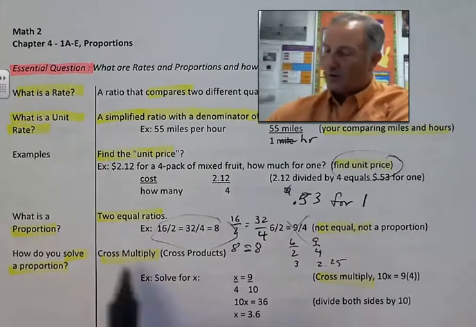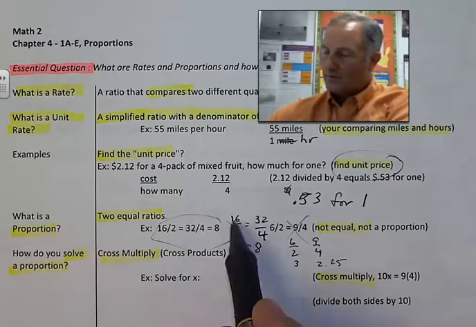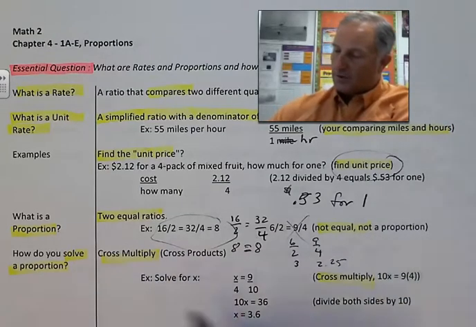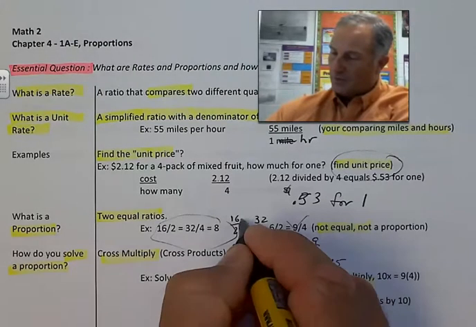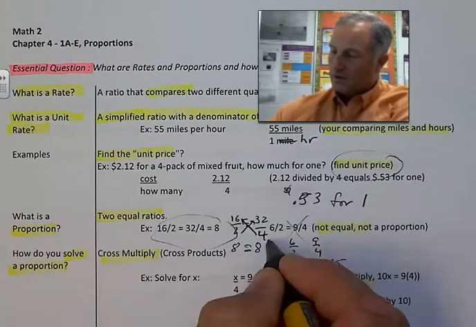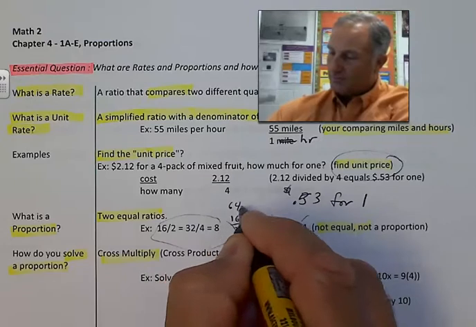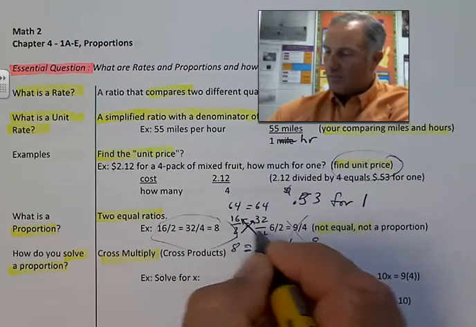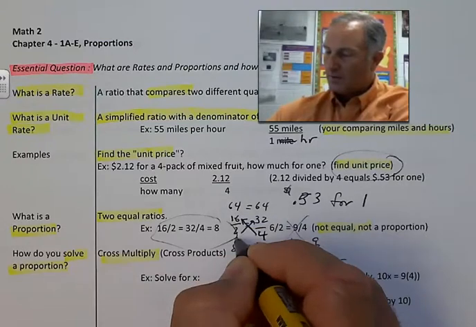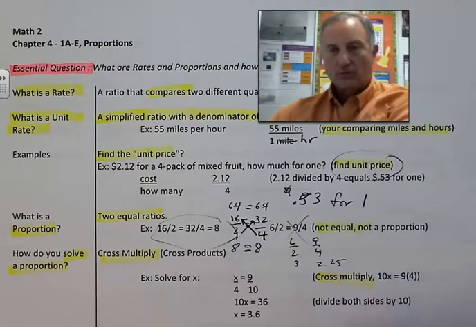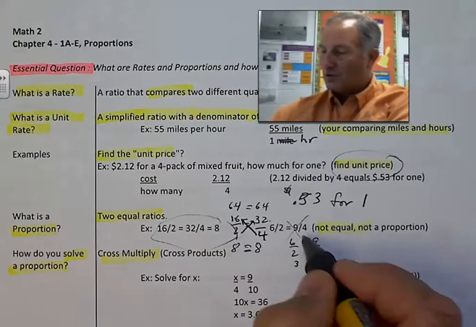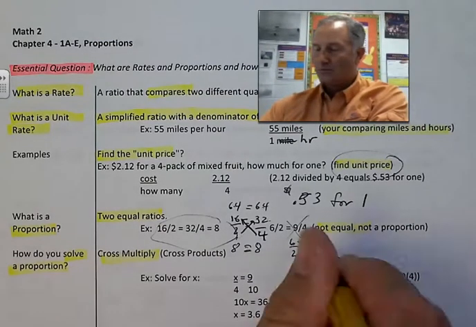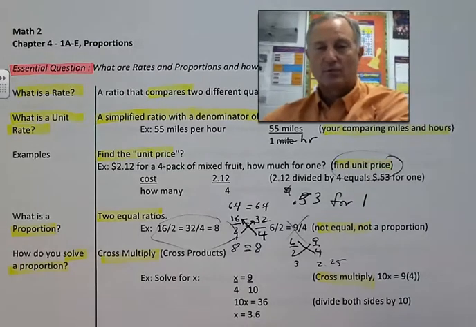We can solve this by cross multiplication. I simplified here. Another way to go about this is to multiply. We could have cross multiplied here. 16 times 4 is 64. 2 times 32 is 64. If that cross product, where you take the bottom up to the top, this bottom up to this top side here, if they're equal, then it's proportional. You'll notice here, that's 24, that's 18, not equal. That's another way to show that that is not a proportion.